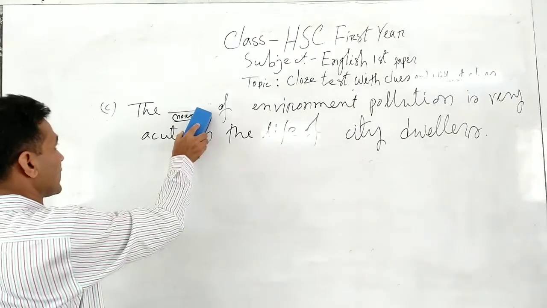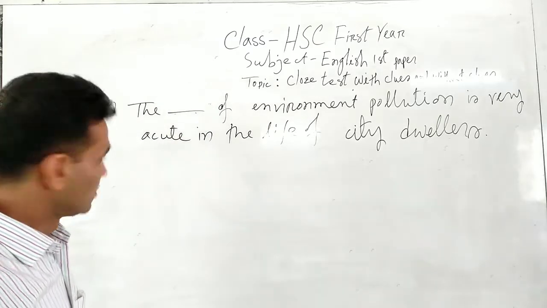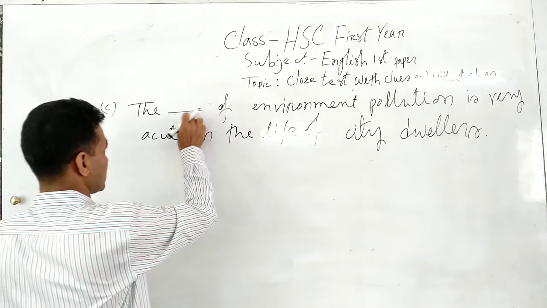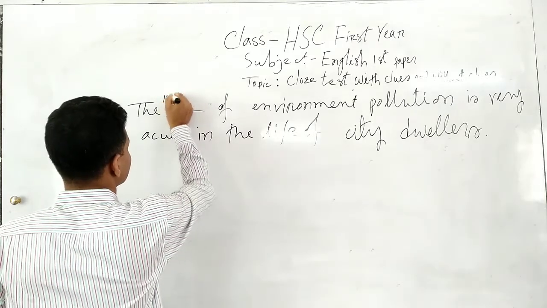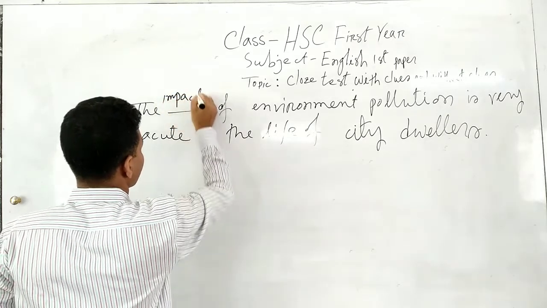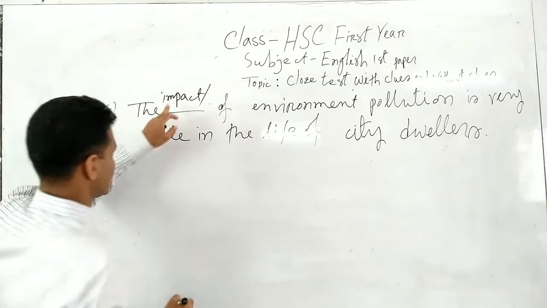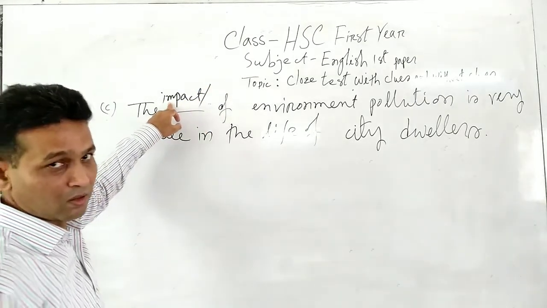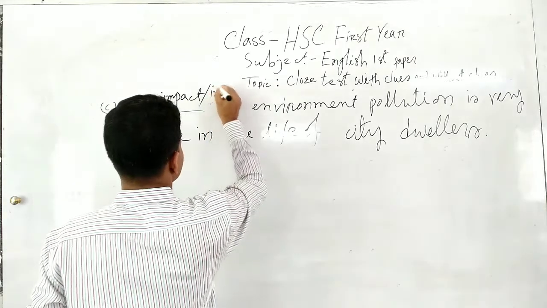What can we use here? The article and preposition. Between an article and a preposition, you have to use a noun. The impact. We can use the word impact here. It's a noun, of course. This word is a noun. Impact, influence.